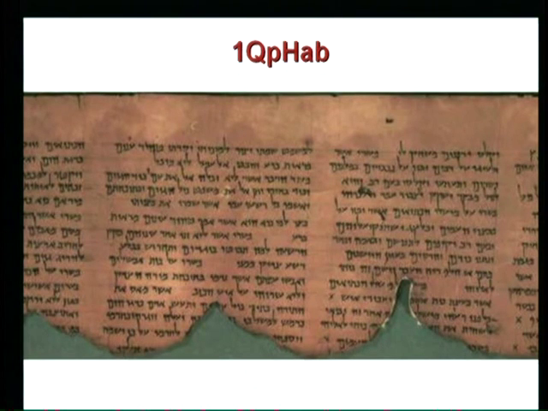And we look at it, it is given the title 1QpHab, or just HB. The 1 stands for the cave number, it's cave number 1. The Q stands for the location, Qumran. The p, the lowercase p, is for the Hebrew word pesher, which means commentary. And Hab is the abbreviation of the biblical book Habakkuk. So it is the commentary of Habakkuk found in Cave 1 at Qumran, is the way we would interpret that symbolism that's used there, the abbreviations used for the titles and identification of these manuscripts.